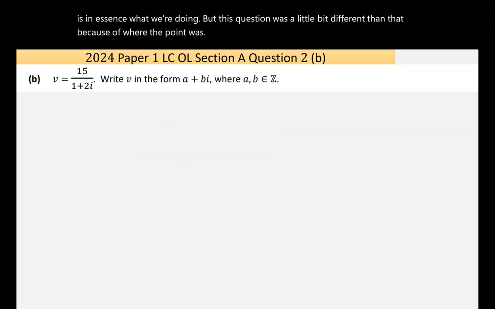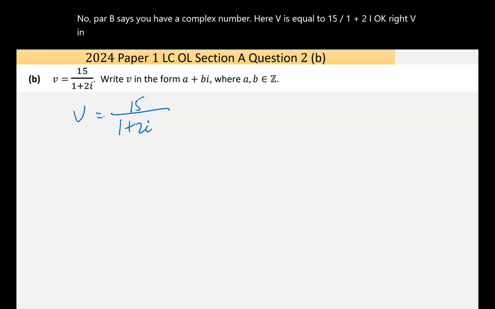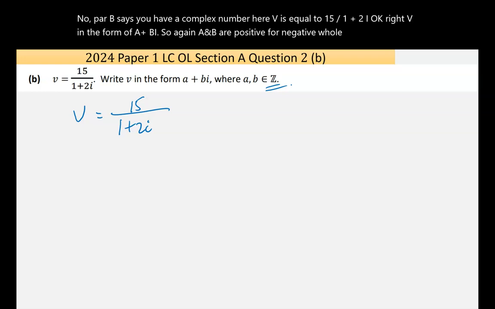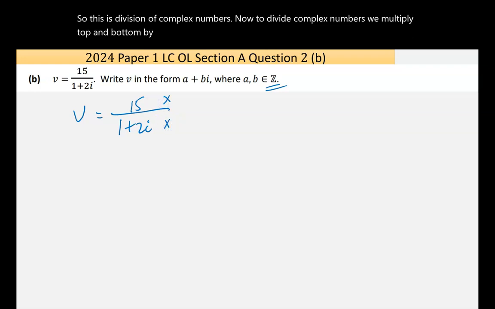Now part B says you have a complex number here. V is equal to 15 divided by 1 plus 2i. Okay, write V in the form of A plus Bi. So again, A and B are positive or negative whole numbers. So this is division of complex numbers. Now to divide complex numbers, we multiply top and bottom by the conjugate of the bottom.